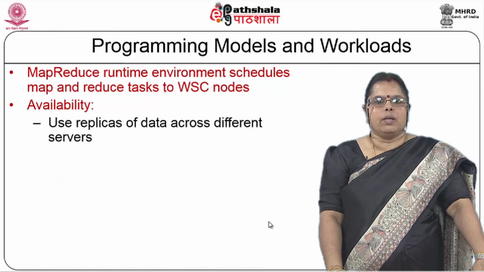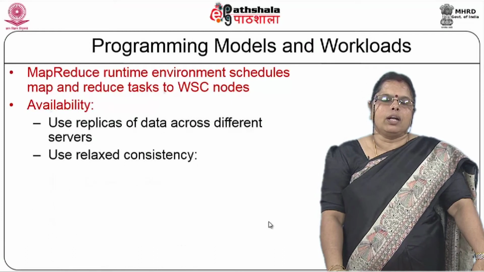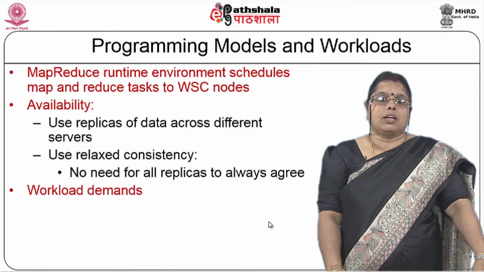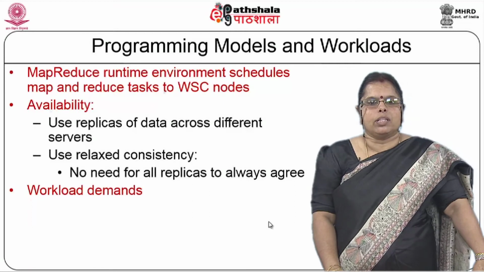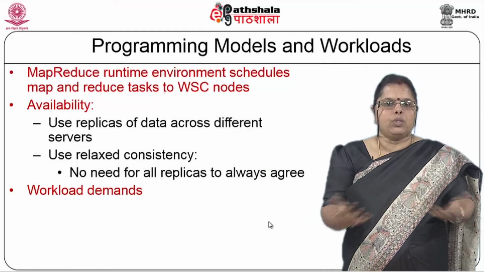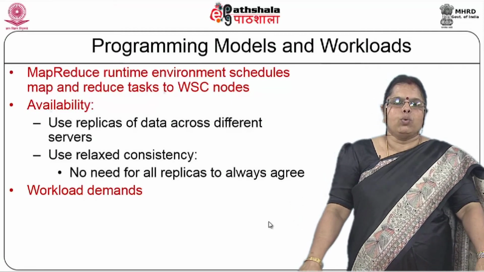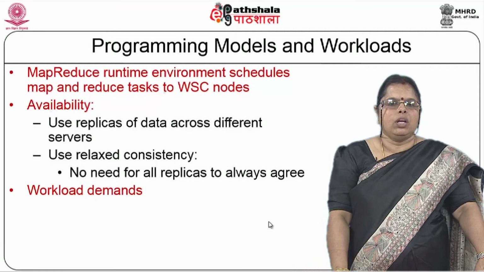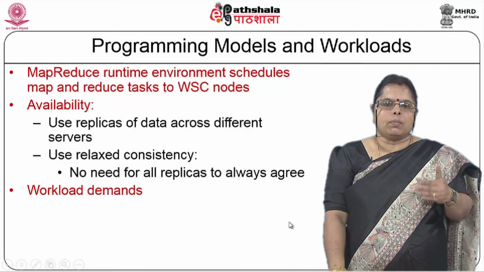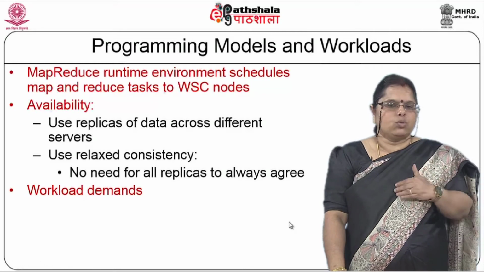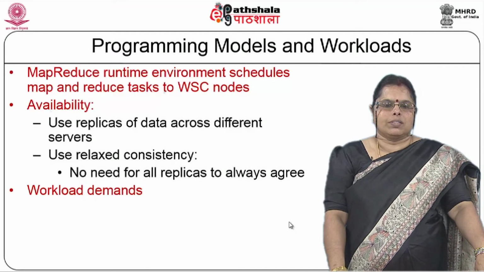And the other thing that is very important is availability. And in order to handle the availability feature, we have already seen that you use replicas of data across different servers, and you do not have to go in for a very strict consistency model. We have already looked at the consistency models. So, the moment you have replicas of data across different servers, you need to have consistency among them. So, you try to look at not a very rigid consistency model, you try to go in for a relaxed consistency model, because you know that you do not have to have all the replicas agreeing all the time. Ultimately, at some point of time, eventually they should agree. So, you do not have to worry too much about a strict consistency model.